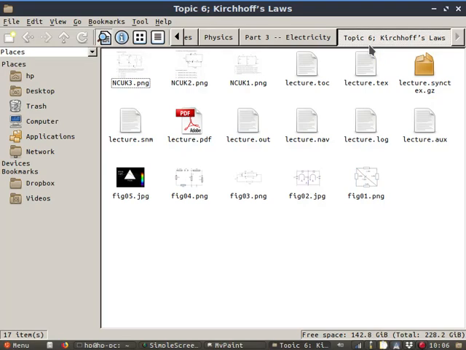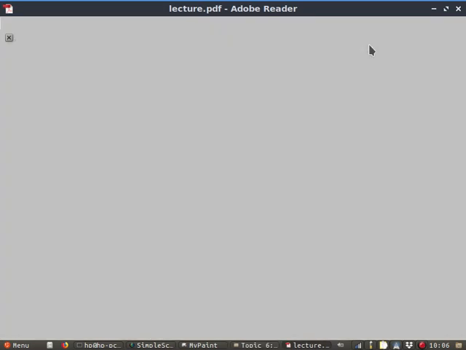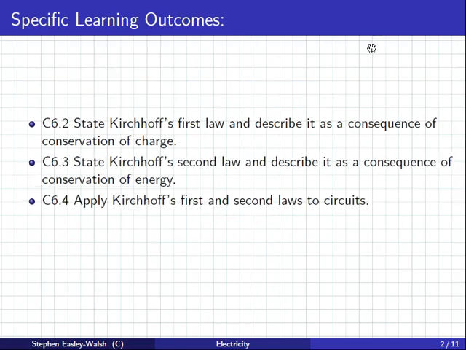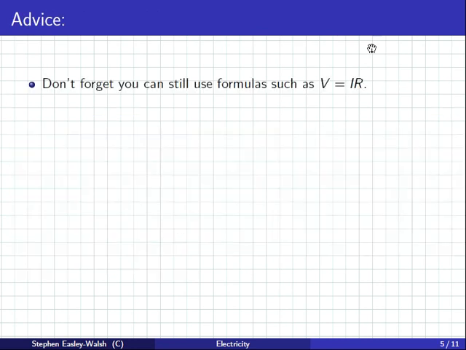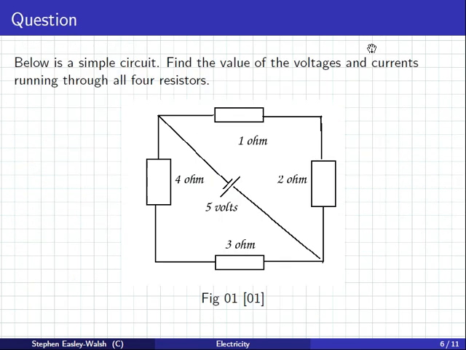And we'll have a look now at our first example of using Kirchhoff. So do you remember you had two laws? What were the two laws? First one? Junction and loop, yeah. And I gave you some tips. Alright, so we've done this one already. Remember doing this one? But let's use Kirchhoff now.